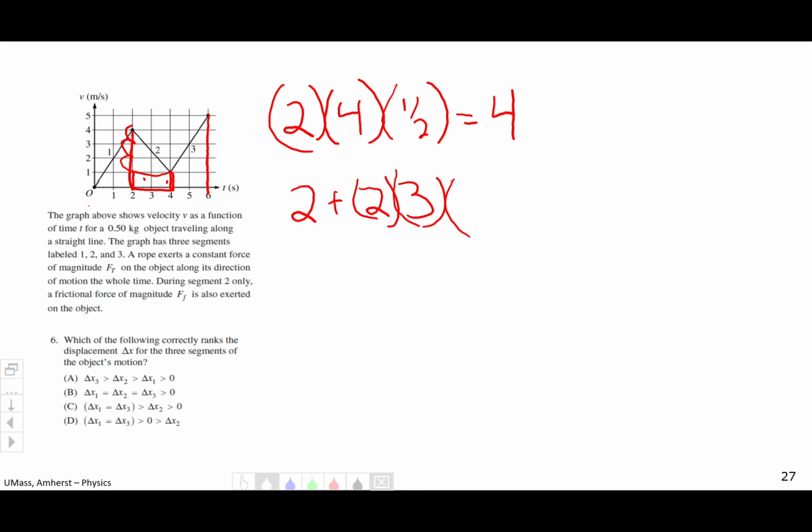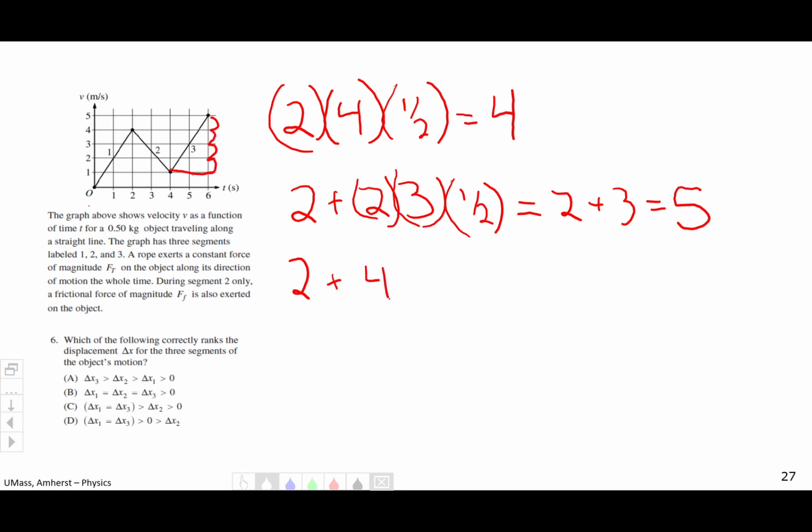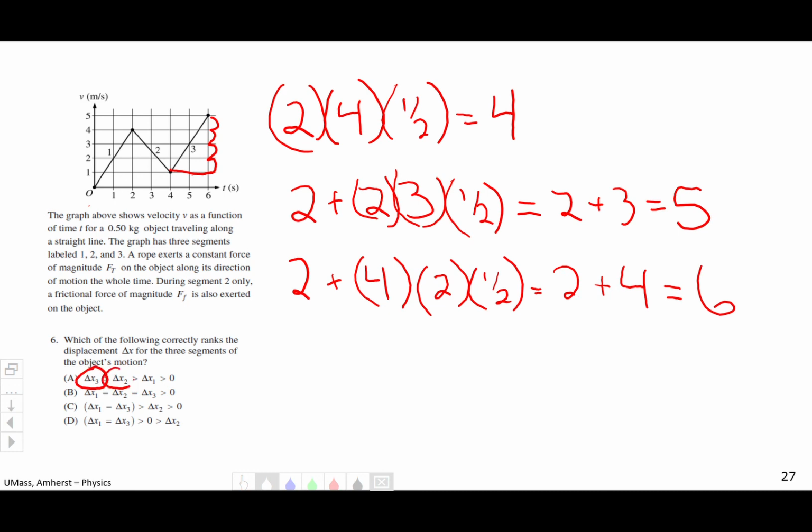times 1/2, because it's a triangle. We're going to get 2 plus 3 equals 5. And then we have 1, 2, so 2 plus a base of 2 and a height of 1, 2, 3, 4. So 4 times 2 times 1/2 is 2 plus 4 equals 6. So that means delta x3 is greater than delta x2, greater than delta x1, greater than 0. A is the correct answer.